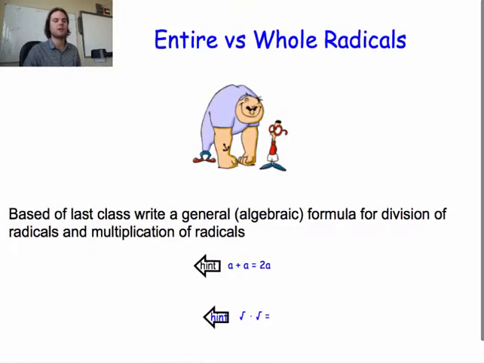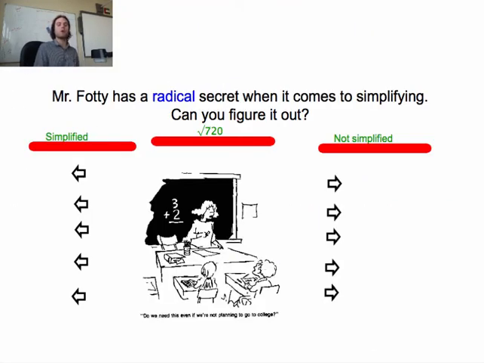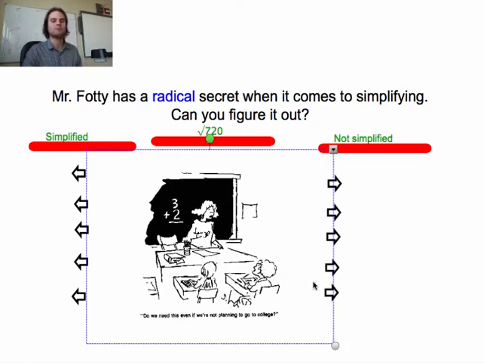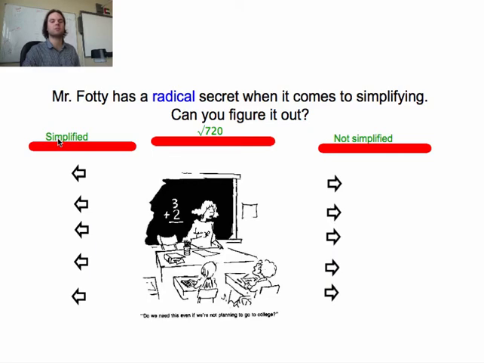Now, I have a different exercise for you. Let's take a look at this here. Okay? So, Mr. Fody has a radical secret. It's very radical. When it comes to simplifying. Can you figure it out? So here I have my radical. It's going to be 720. Okay? Now, this is simplified form, and that there is the not simplified form. So here's a simplified form of the radical 720. What am I doing? How is this related to that?